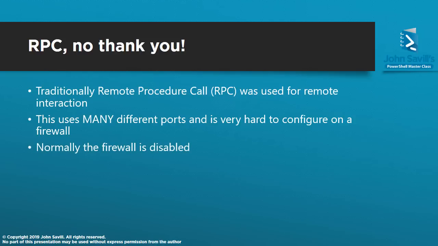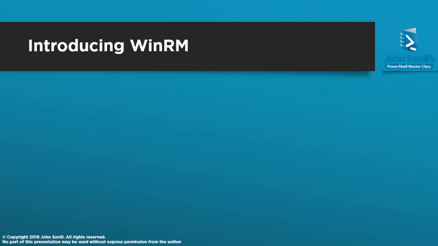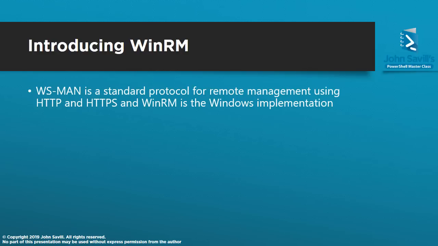And that's obviously terrible. But that's what people did. It's like, oh, I cannot get this thing to work. Hey, look, if I disable the firewall, then I'm good to go. That's a huge security problem. So Microsoft has been steadily moving away from RPC. And what it's moving to is WinRM. So WS-Management is a standard protocol for remote management. It uses HTTP and HTTPS, and WinRM is the Windows implementation of that protocol.